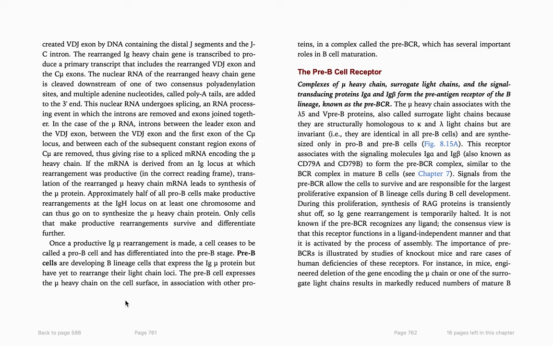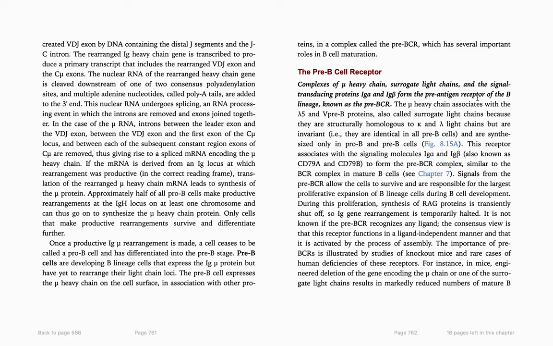The pre-B cells express a mu heavy chain on the cell surface in association with other proteins in a complex called the pre-B cell receptor, which has several important roles in B cell maturation. The pre-B cell receptor, the complex of mu heavy chain, surrogate light chain, and the signal transducing proteins Ig alpha and Ig beta, forms a pre-antigen receptor of the B lineage known as the pre-B cell receptor.